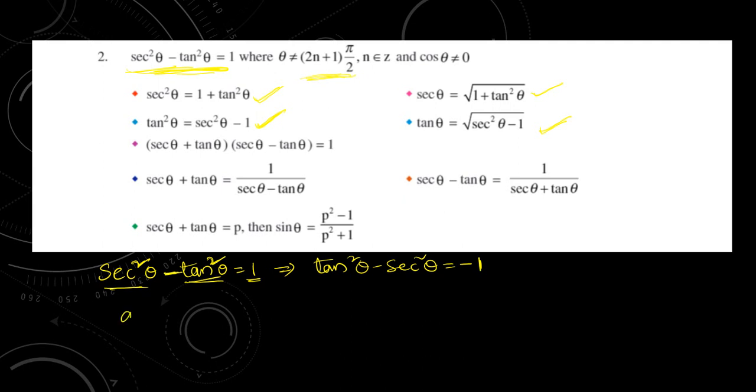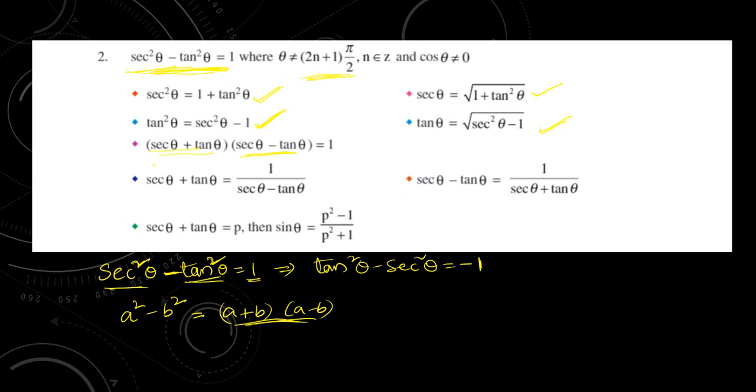So this is looking like a squared minus b squared form, right? So a squared minus b squared I can write as (a plus b) into (a minus b). So since I am having a plus b into a minus b form, I can write secant squared theta minus tan squared theta as (secant theta plus tan theta) into (secant theta minus tan theta). So it is equal to 1.